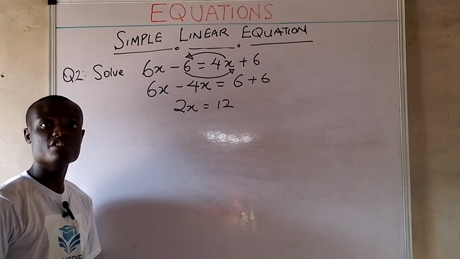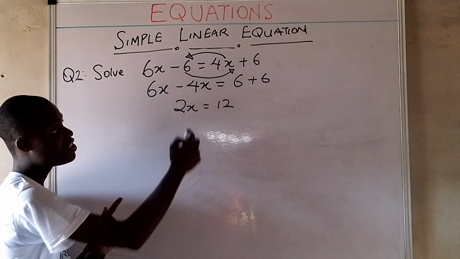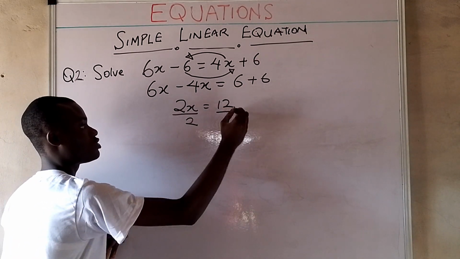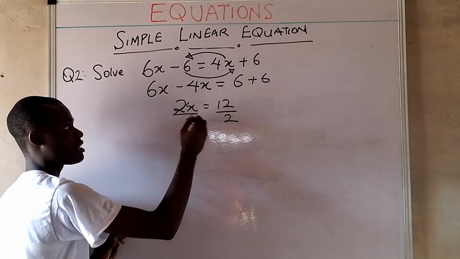Remember, the second thing is to divide both sides by the coefficient of this unknown, which is 2. So we are going to divide this side by 2 and divide this side by 2. So 2 will cancel out 2.